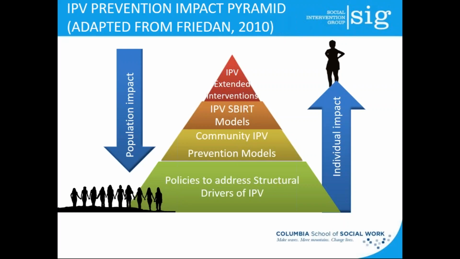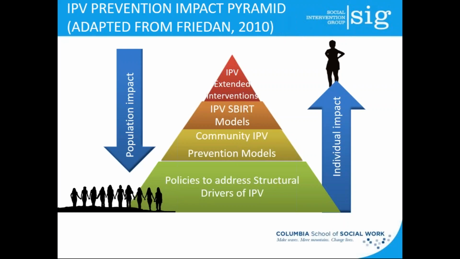I just want to talk a little bit about where the IPV SBIRT models fit in the continuum of different types of IPV interventions, using a prevention public health impact pyramid that was adopted from Frieden in 2010. So it's really an intermediate strategy that can link a broader community of women who use drugs who are at risk of IPV to extended treatment.